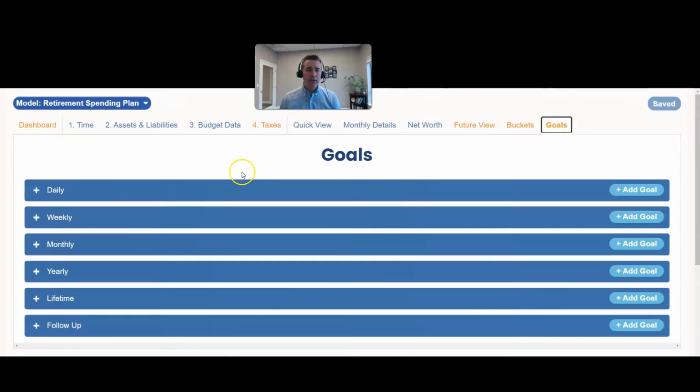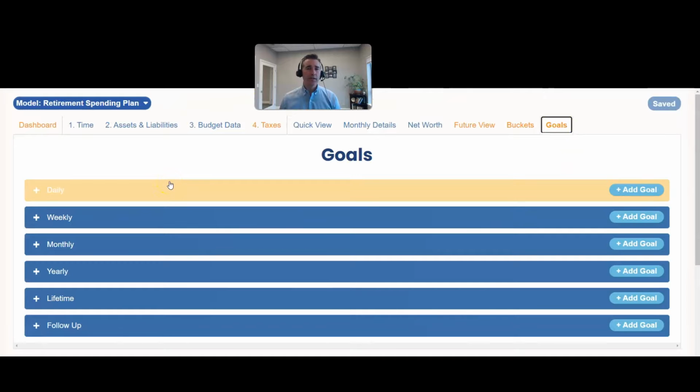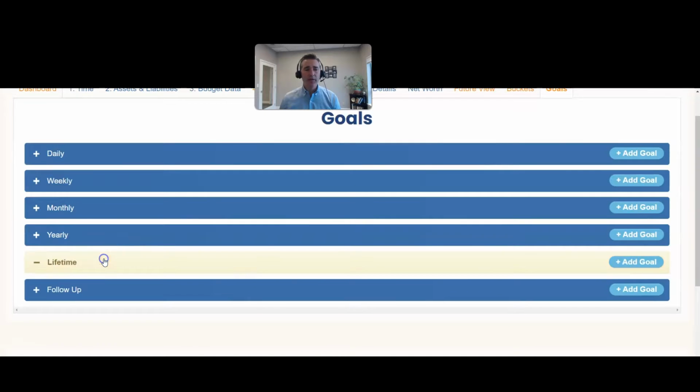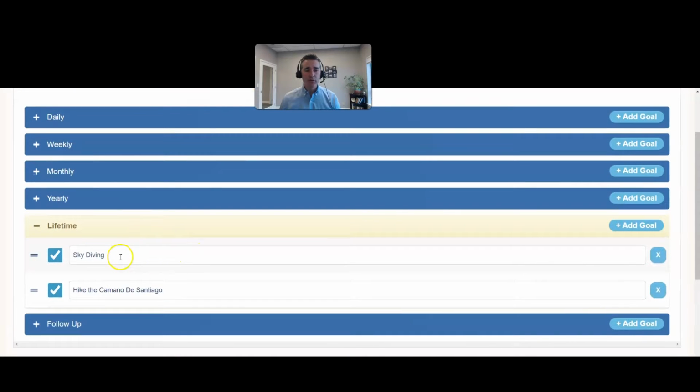And then we have this goals section over here, and goals are really exciting. Maybe you have some lifetime goals, some things you've always wanted to do: go skydiving, hike the Camino de Santiago, take a trip to France, go to Italy, go to Ireland. Whatever it is you've always wanted to do, when you sit down and you start having these conversations about money, sometimes it's best to start with the dreaming part. Start with the focus on the things you've always wanted to do as you begin to venture into retirement.